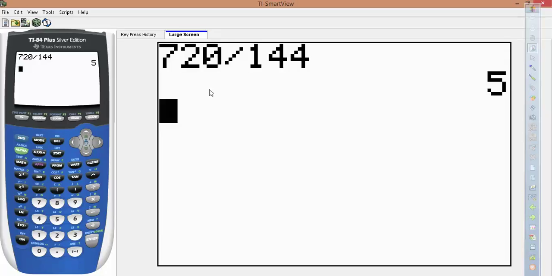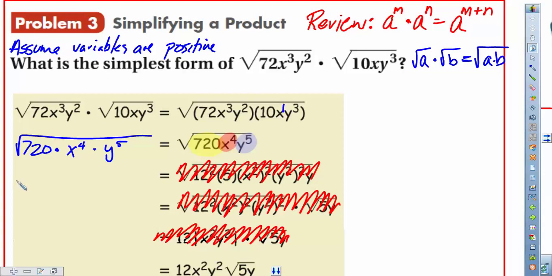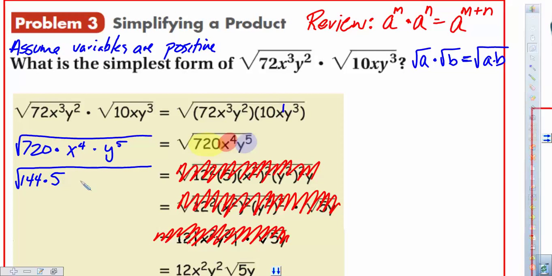So the biggest perfect square that can go into 720 is 144. And that goes in there 5 times. I will say this though, we do have the biggest perfect square of 144 because if you look at that 5, there are no other perfect squares that go into that 5. So back here at our problem, we can now split apart that 720 into 144 times 5.